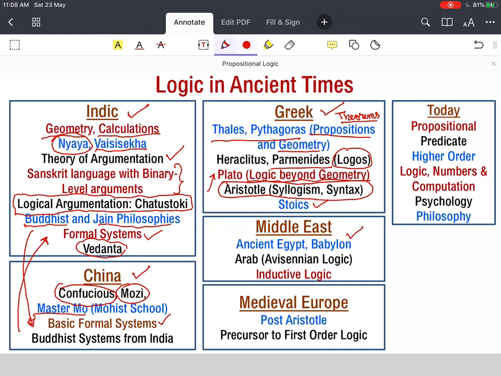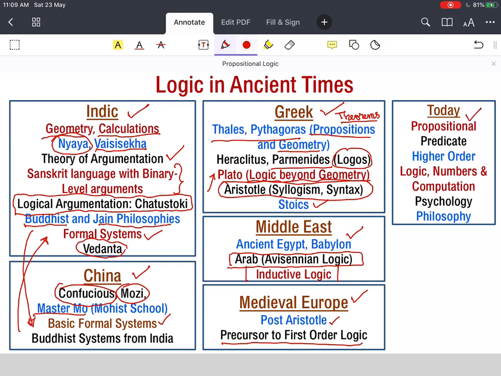The Middle East, both ancient Egypt and Babylon, through their constructions had a deep geometric and mathematical and land calculation logic. However, the Arabs, with a series of great logicians, developed over the Aristotelian logic system into what was known as the Avicennian logic, and they were the first to look at concepts like inductive logic. At the same time, in medieval Europe, post-Aristotle logics developed, and a precursor to the first order logic that we shall do in subsequent lectures also developed.